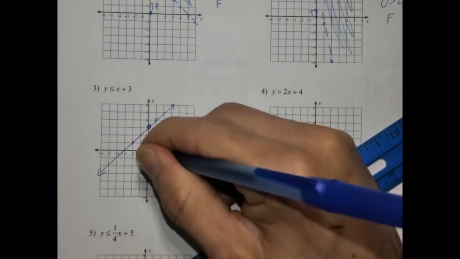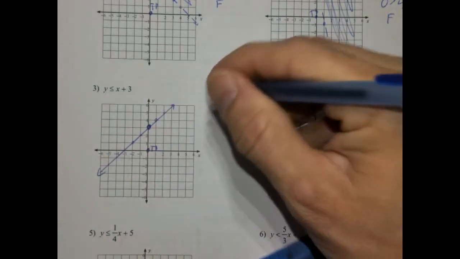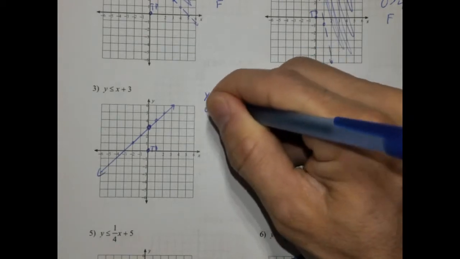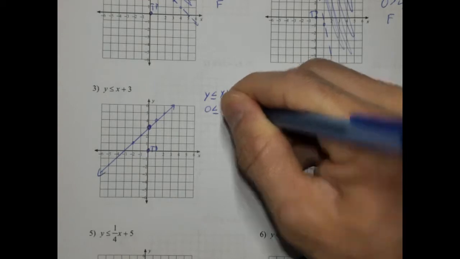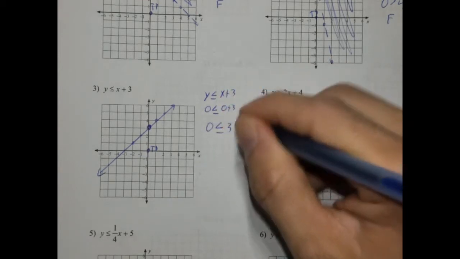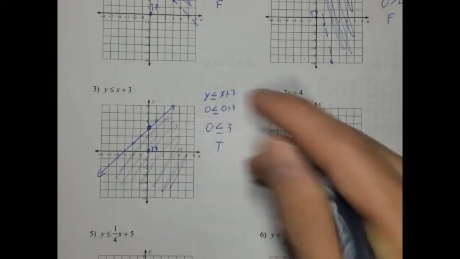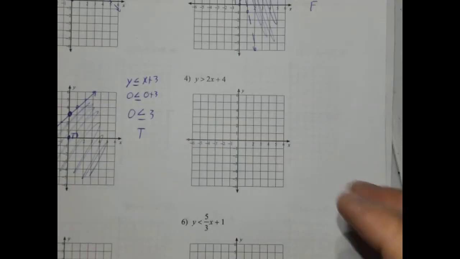Okay, let's use our test point. y is less than or equal to x plus 3. Plug in 0, so 0 is less than or equal to 0 plus 3. 0 is less than or equal to 3. This is a true statement, so that means this is part of the solution. There we go.